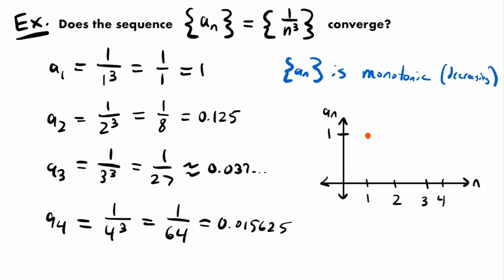Then a sub 2, or when n is equal to 2, that's equal to 0.125. So that's going to be way down here somewhere. And then when n equals 3, it's even smaller than that. So that will look like this. And then n equals 4, or a sub 4, is going to be even smaller. And so you can see from this graph that our sequence is decreasing like we determined, but is there an upper and lower bound for this sequence?